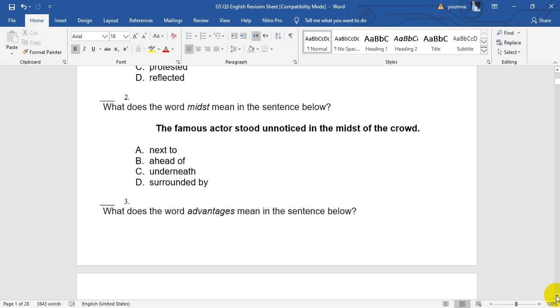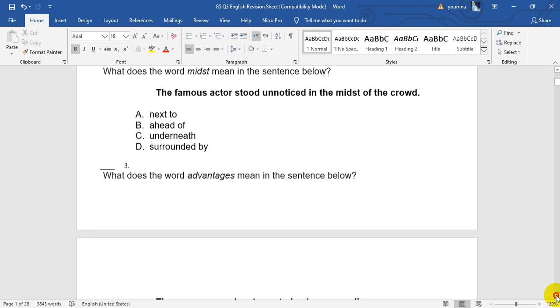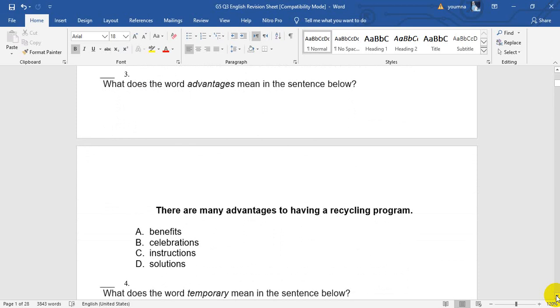Midst here, does it mean next to, ahead of, underneath, surrounded by? So here, midst means that he was in the middle of the crowd, so it will be surrounded by. It will be D, surrounded by. Very good.